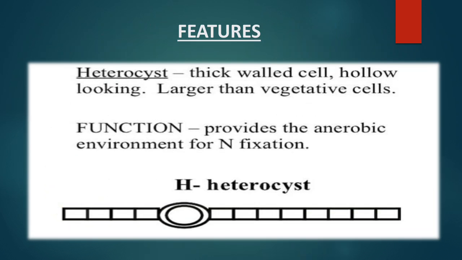Features: heterocyst, a thick-walled cell, hollow-looking and larger than vegetative cells. Function: they provide the anaerobic environment for nitrogen fixation. You can observe here the heterocyst in the diagram. The swollen cell is called the heterocyst.